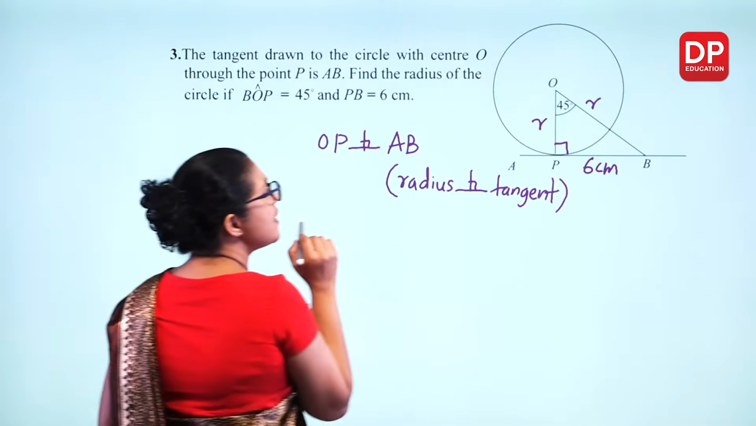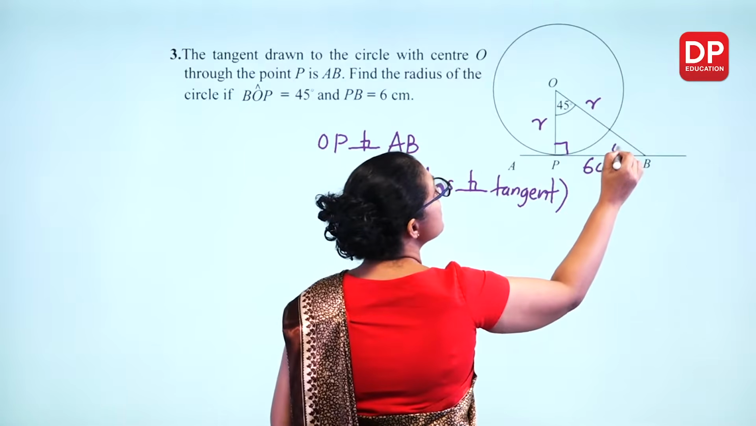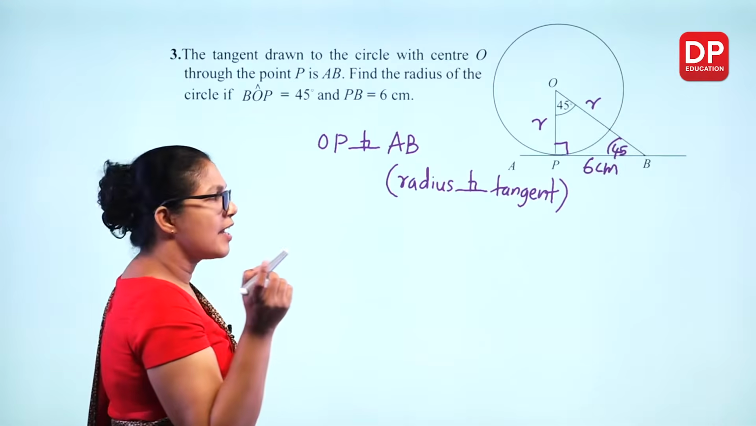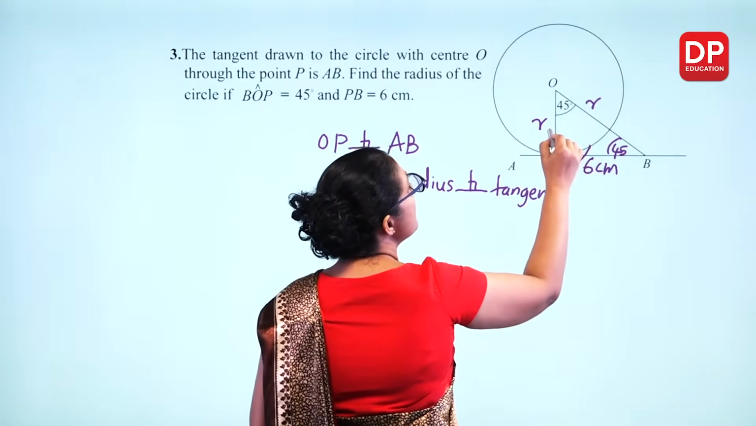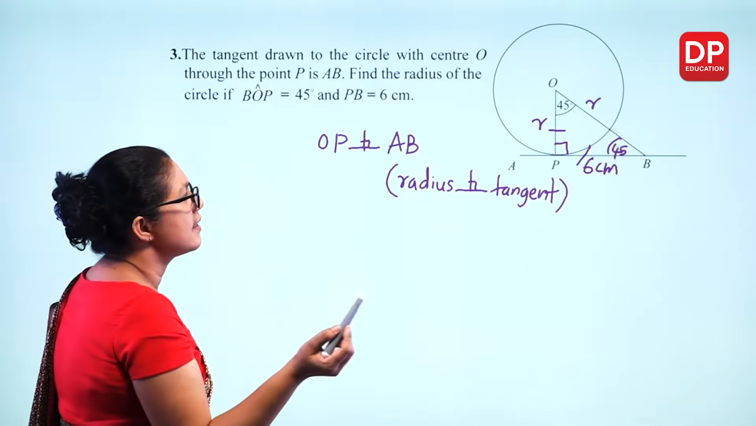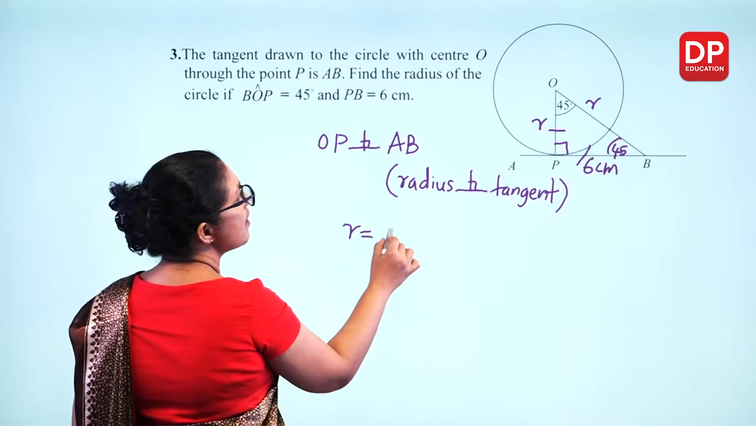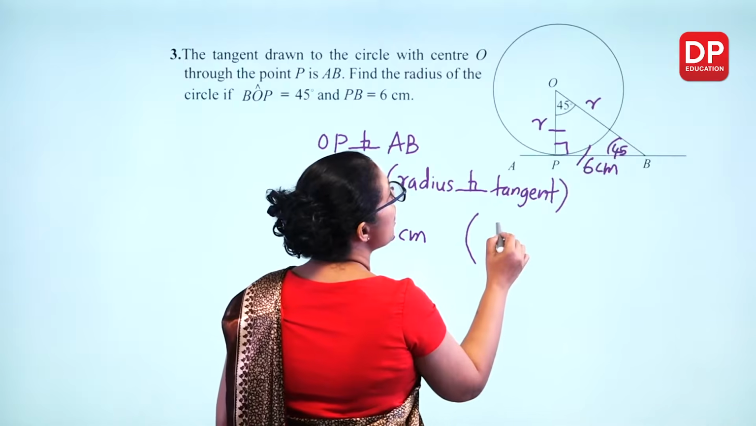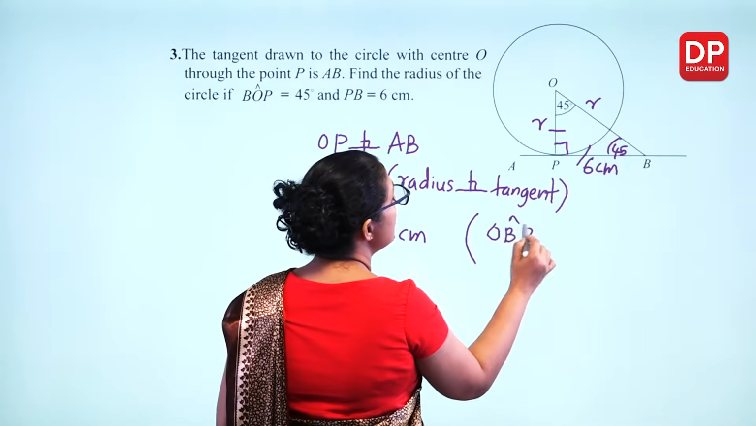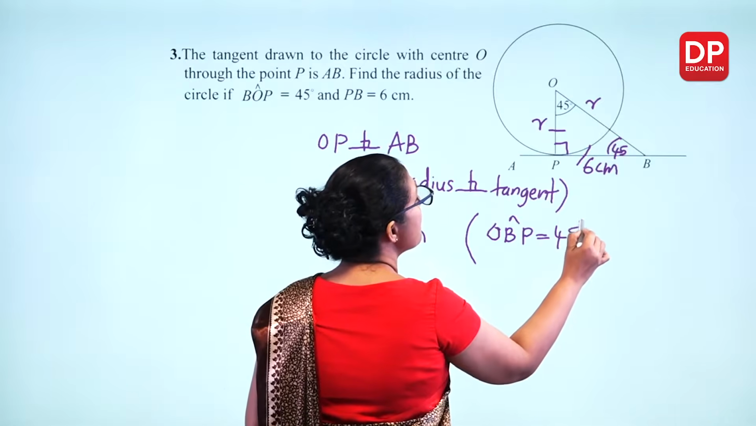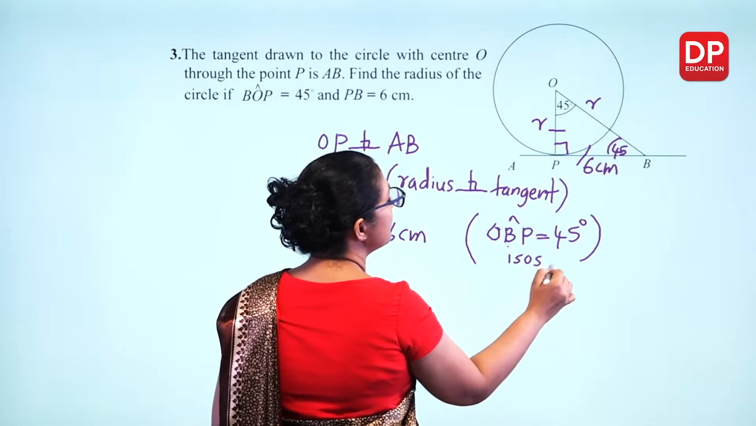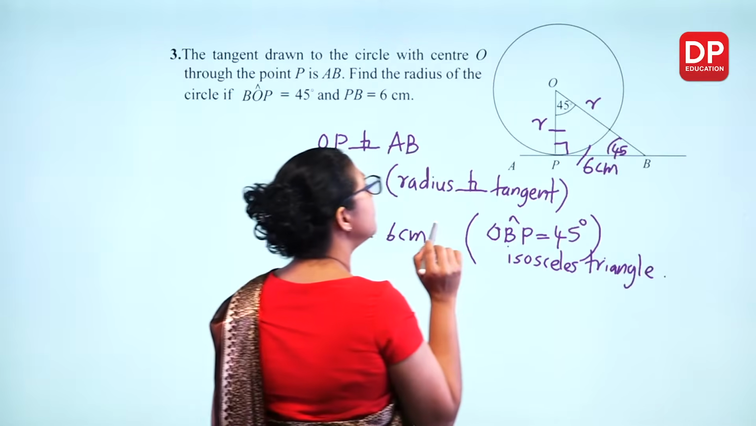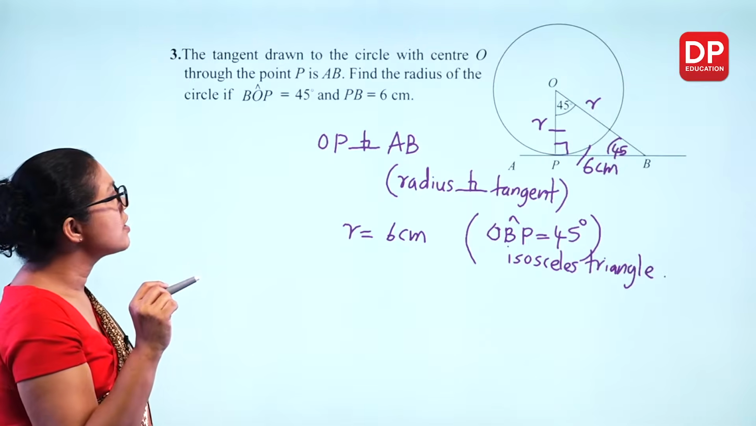If this is perpendicular and this is 45, this is 45. Isosceles triangle. Now what can you say? This length should be equal to this length. So straight away we can write R equals 6 centimeters. I'll write down the reason. OPB angle is 45 degrees because of isosceles triangle. So that's how we can find out R.